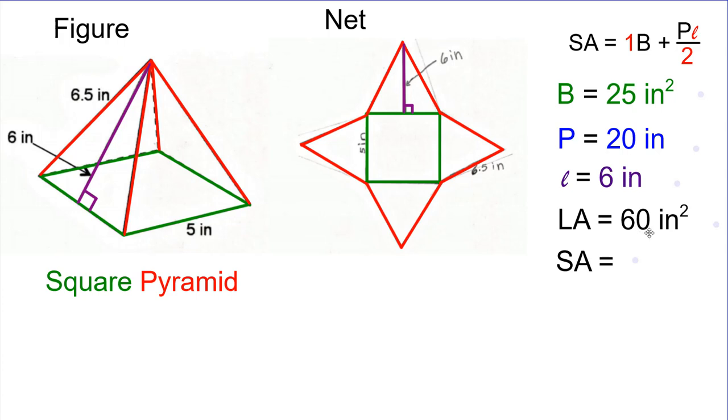All right, so if the lateral area is 60, to find the surface area, we just have to add the one base. And we only have one base, which we said had an area of 25. So 25 plus 60 is going to give us 85 square inches, or inches squared. You got this.